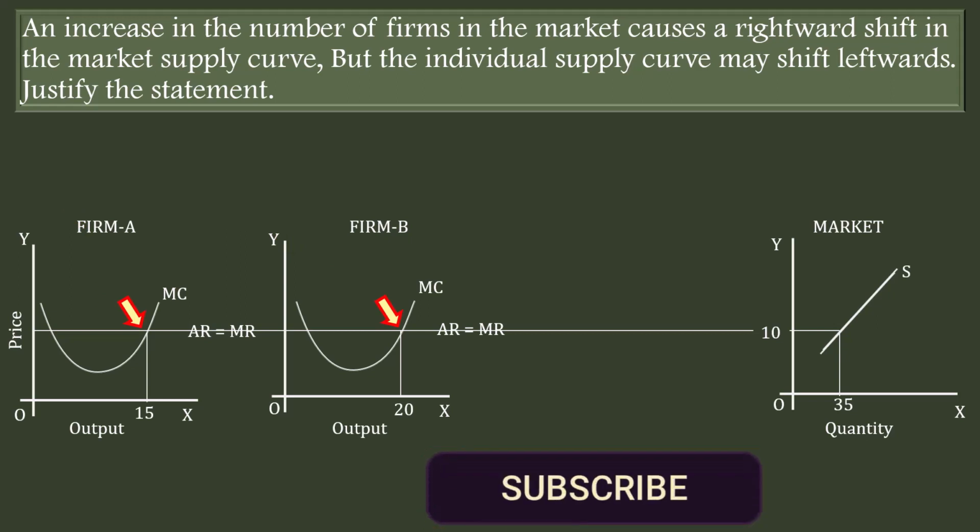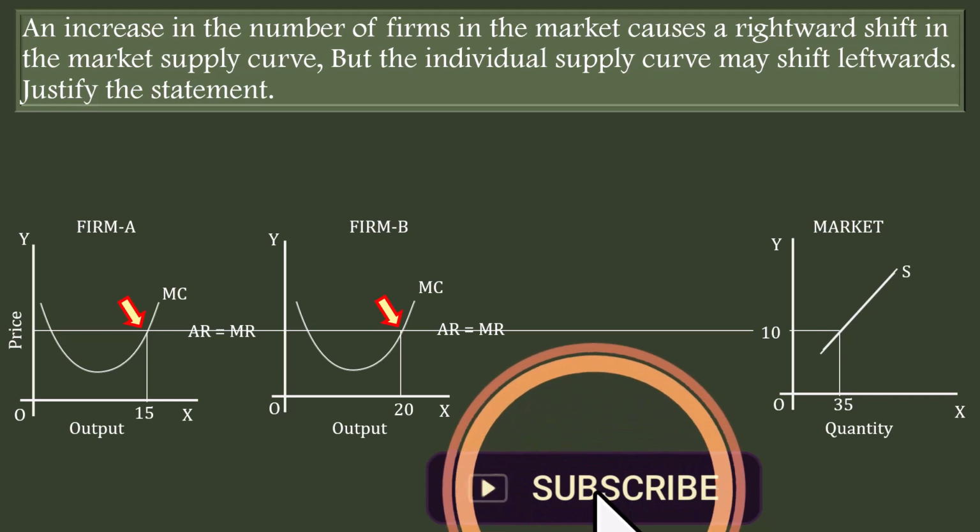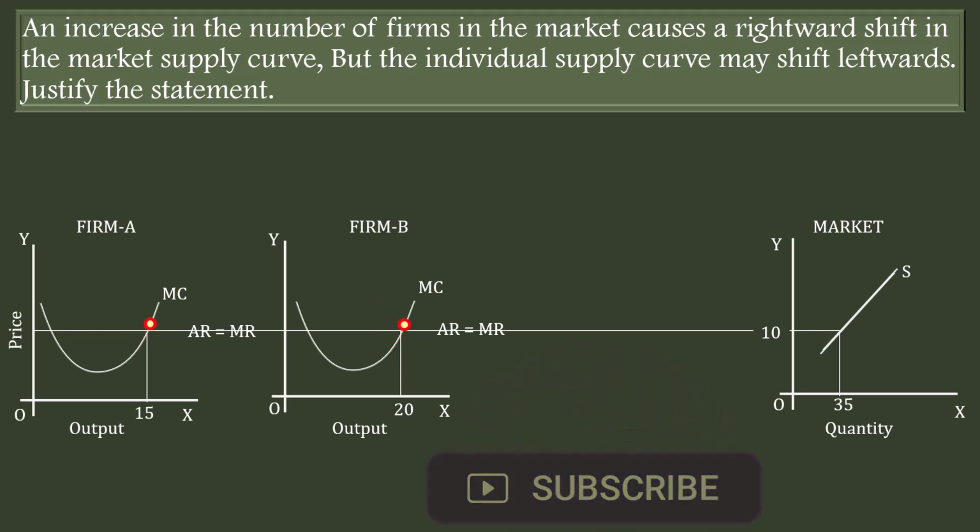This is the right place that you must understand the upward sloping segment of the marginal cost curve, which lies above the minimum point of the average variable cost curve, is the supply curve of the firm. Accordingly, firm A's supply is 15 units and that of B's supply is 20 units. The sum total of their supply constitutes the market supply 35 units.